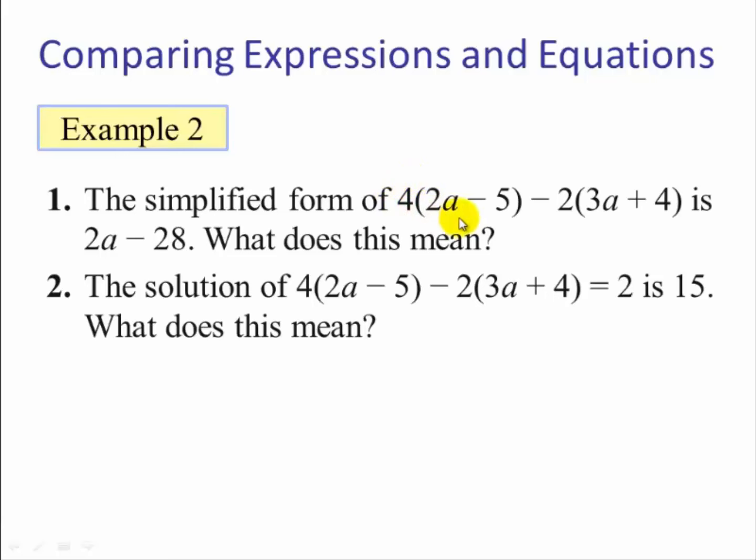Well, the first one is an expression. There's no equal sign. So this is equivalent to this expression. Number 2, we have the same expression here on the left hand side, but we have an equal sign. And on the right hand side we have 2. So if we were to solve this equation, we would get a equals 15. And this value, a equals 15, will make the left hand side equal the right hand side when a is 15.